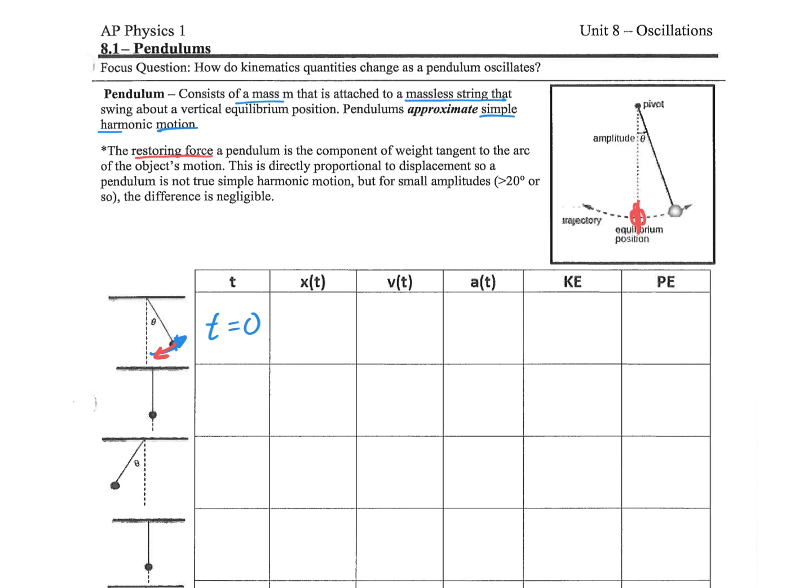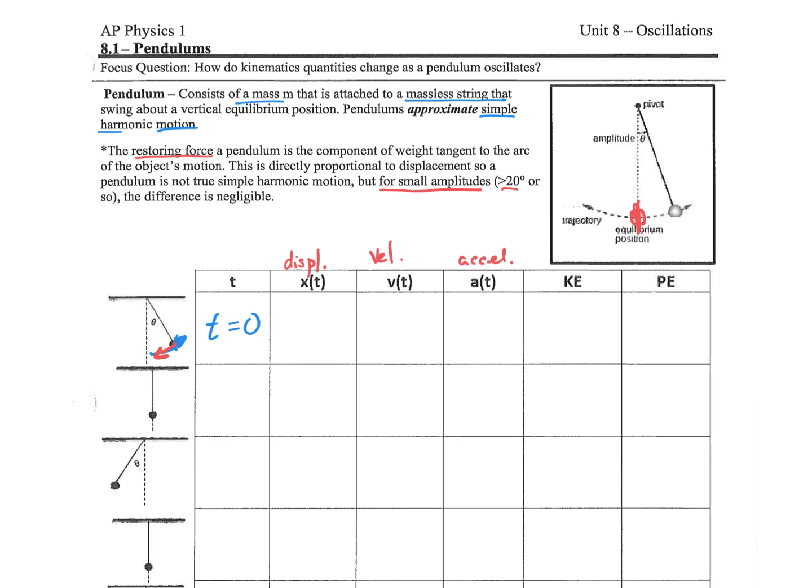Okay, so what does it say? It's not true simple harmonic motion except for small amplitudes. They say less than 20 degrees or so. Usually most physics books say about 30 degrees or less, okay? But it's not true simple harmonic motion unless it's a very small angle. That's the biggie, small angle. All right, so the first thing we look at is, what is the maximum value? This is its displacement. This is its velocity, right? This is its acceleration, kinetic energy and potential energy.